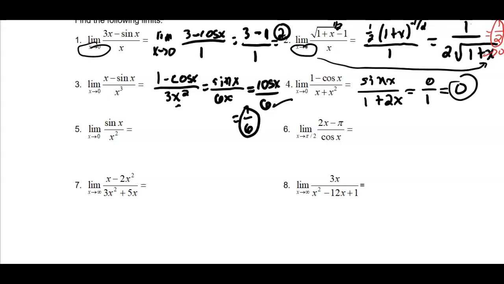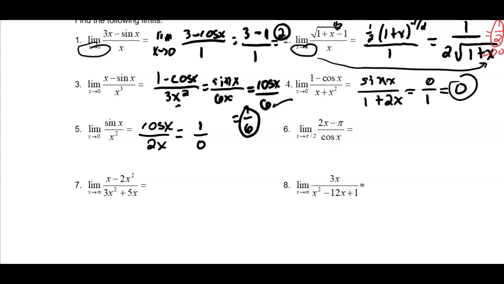5 is a big one that you want to know. Initially, you're going to get your 0 over 0. Sine of 0 is 0. 0 squared is a 0. So we do have that. When we take this derivative, you get cosine of x on top, 2x in your denominator. When we let your x be a 0, you'll get 1 on top over 0 in your denominator.